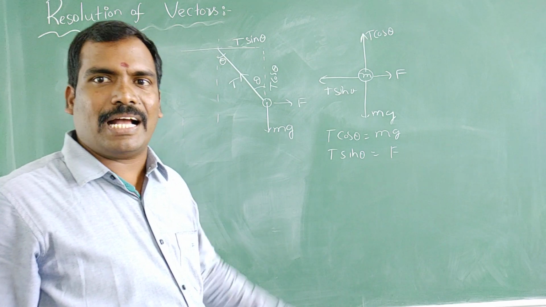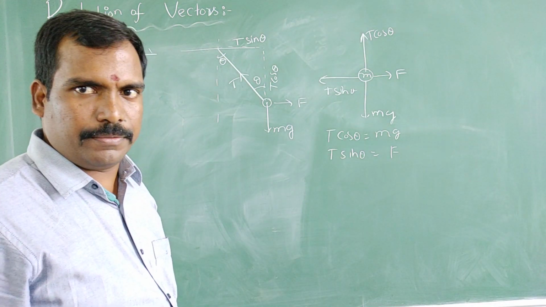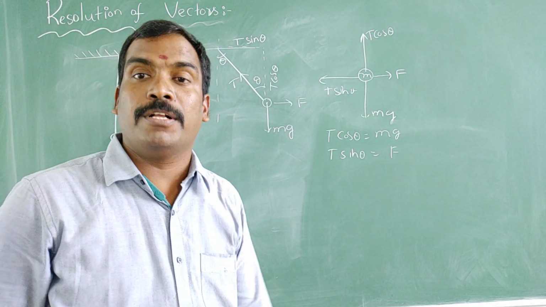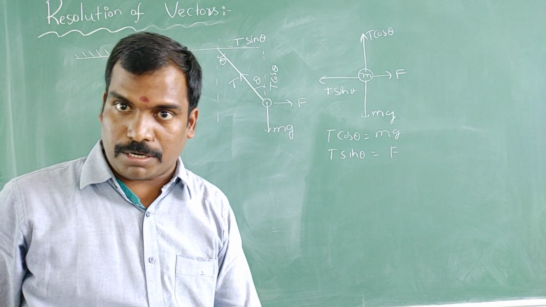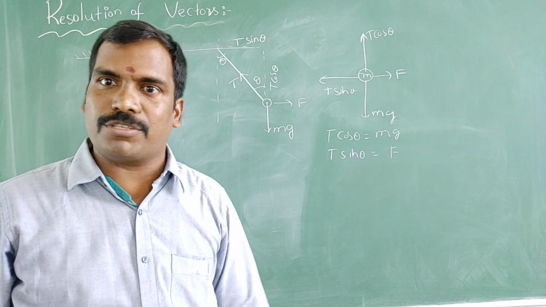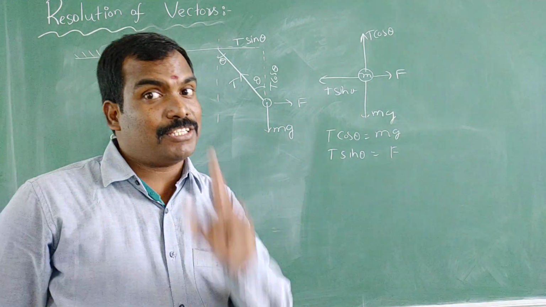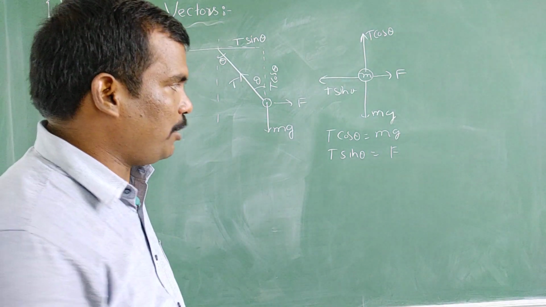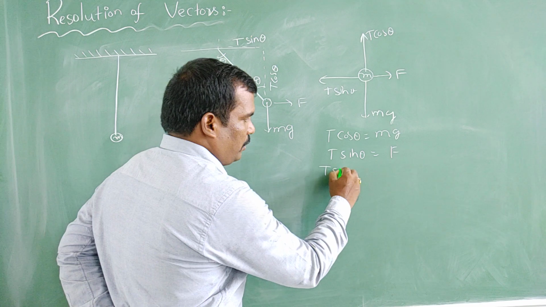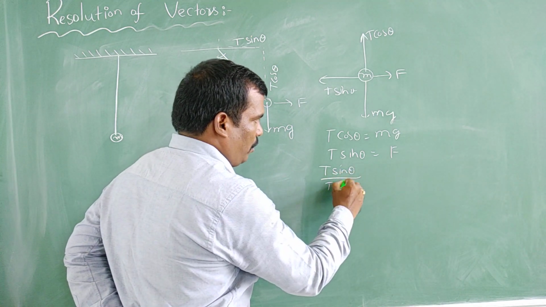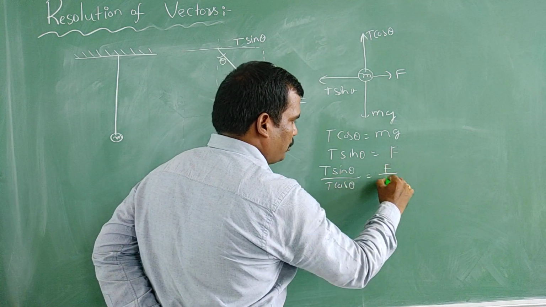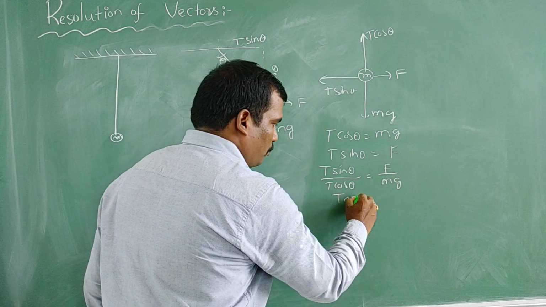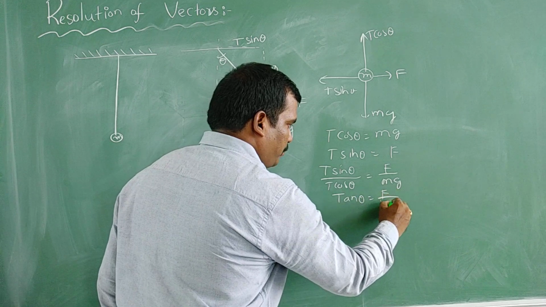If you square and add them, tension will again be in the equation. Here only students get confused. In physics, an immediate thought should come: if I am squaring and adding, I can remove cos and sin, but tension will be in the equation, and we don't know how much the tension is. That's why, instead, you take the ratio: T sin theta upon T cos theta is equal to F by mg. Tension cancels. Tan theta is equal to F by mg.